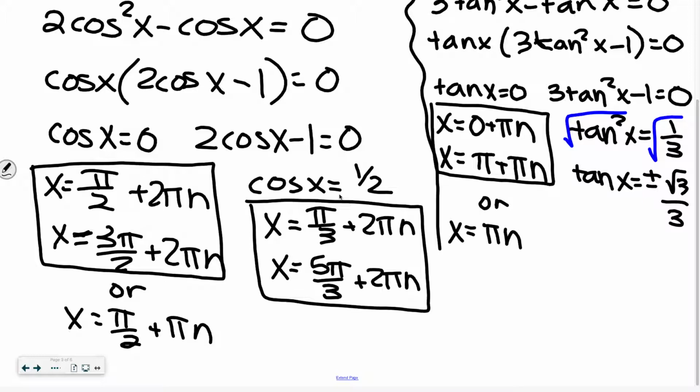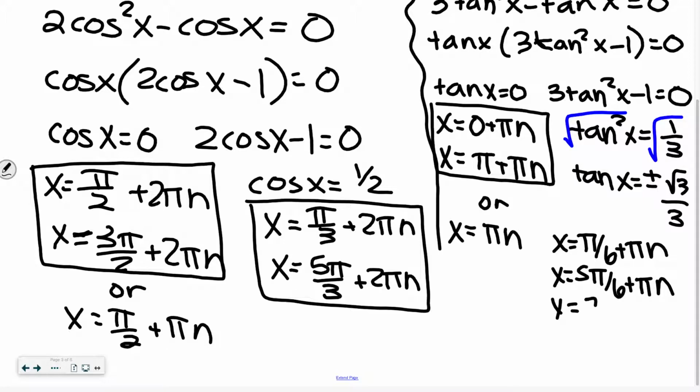And you just have to figure out which family of angles, reference angles, butterflies, bow ties around the unit circle has that tangent square root 3 over 3. That's all the pi over 6's. So then I can say pi over 6 plus pi n, 5 pi over 6 plus pi n, 7 pi over 6 plus pi n, and 11 pi over 6 plus pi n.